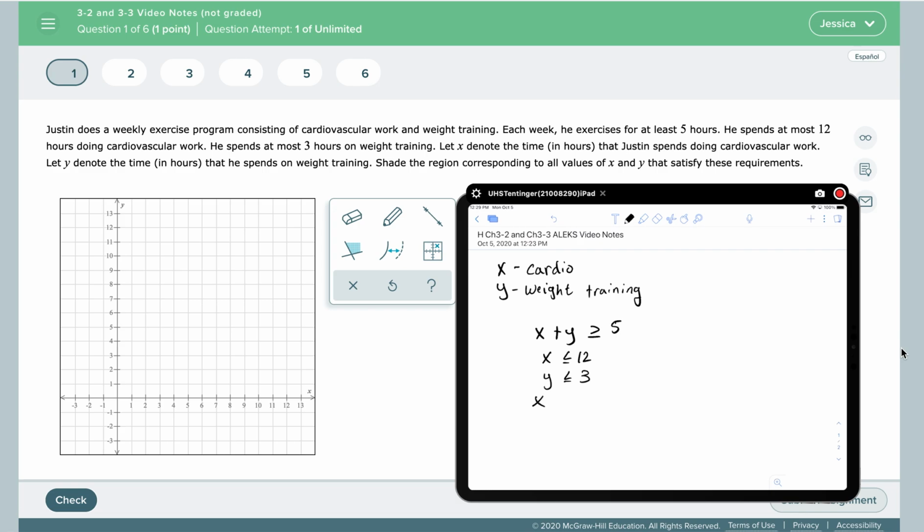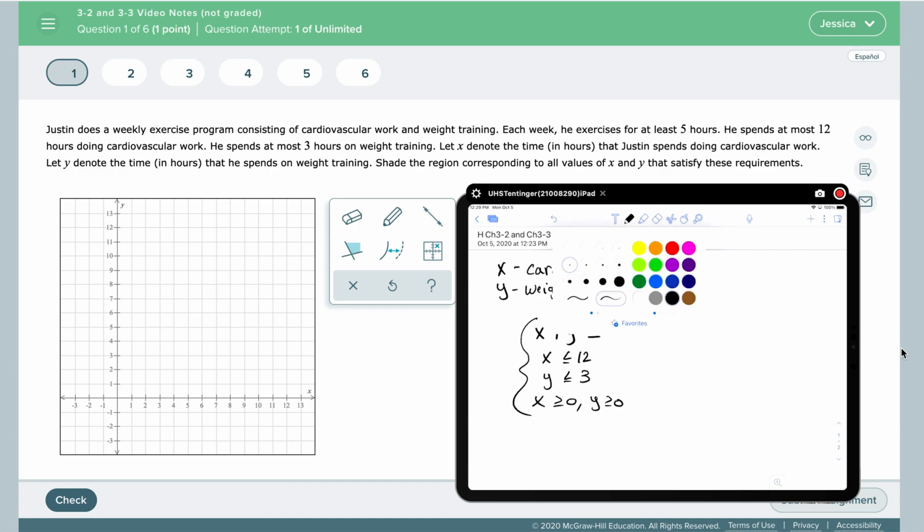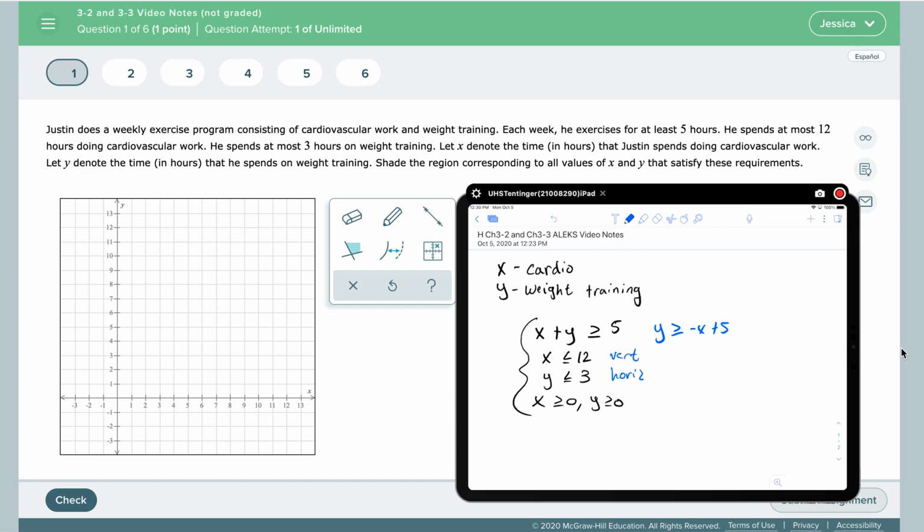And then again, I need to remember to include that X is greater than or equal to 0 and Y is greater than or equal to 0. And that's because we can't train for a negative number of hours. So this is the system that we need to focus on graphing. So that means that I'm going to need to solve this equation for Y. So I'm subtracting the X over. Okay. And then as I graph, this is going to be a vertical line, and then my next one will be a horizontal line. And then these just represent the X and Y axis. Okay.